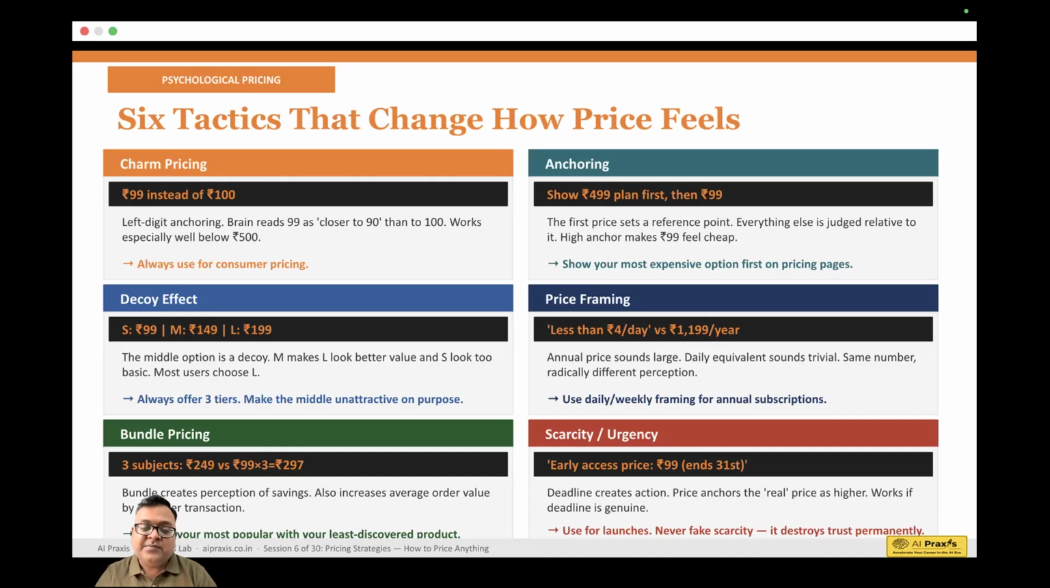So what does it mean? Don't keep increasing that. If you're saying it's the 31st, on the first it has to be at its full price, and then you'll realize, oh, I actually lost. So use it for launches, never fake scarcity. It destroys trust permanently. Because then you know that they're going to extend the price.